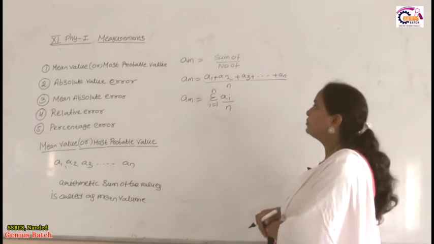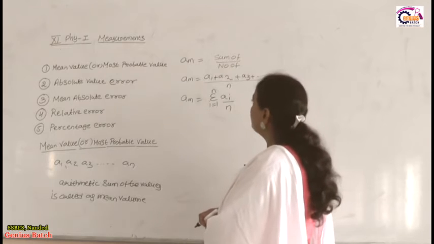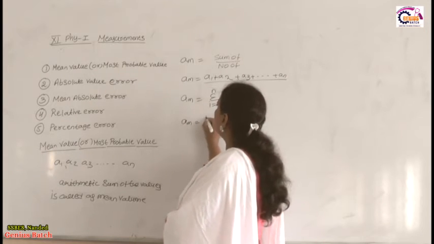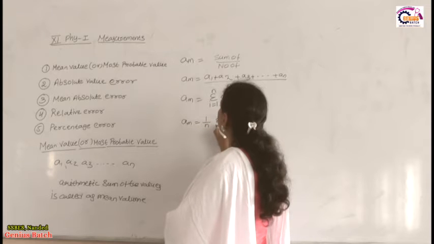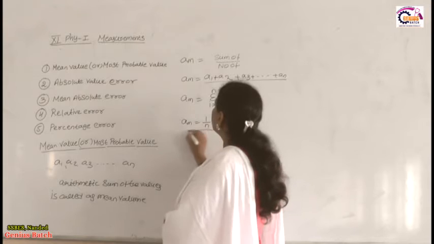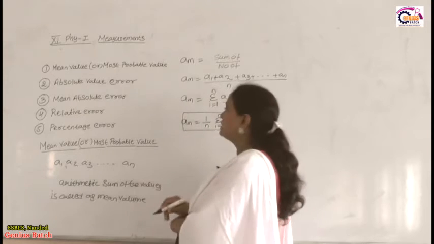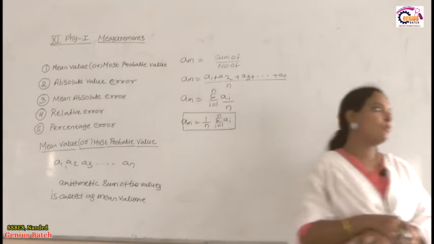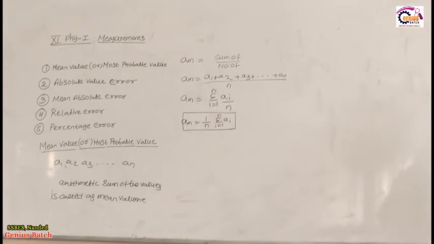It lies from 1 to n. That is summation of i equal to 1 to n, ai upon n. That is, Am is equal to 1 by n into summation of i equal to 1 to n, ai, and this is called as the mean value or most probable value.